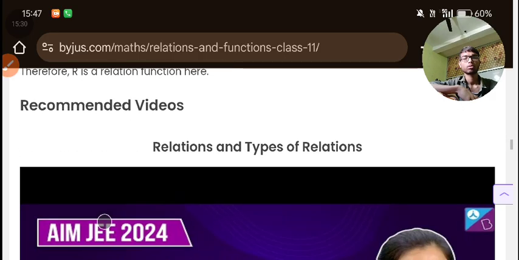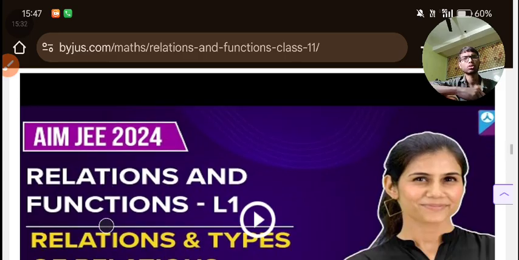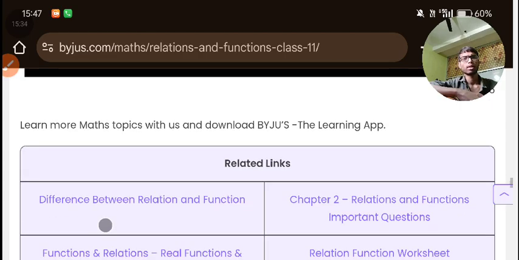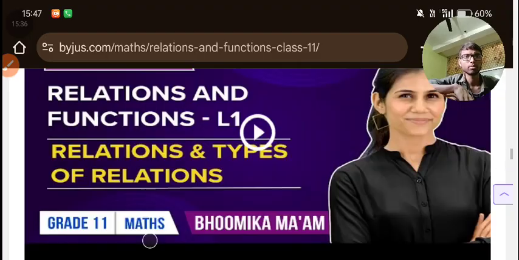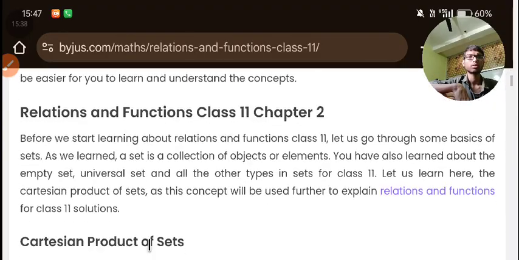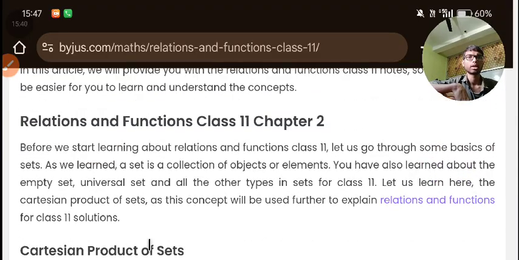Okay, let's explore it in detail. The difference between, hold on, relation and functions.